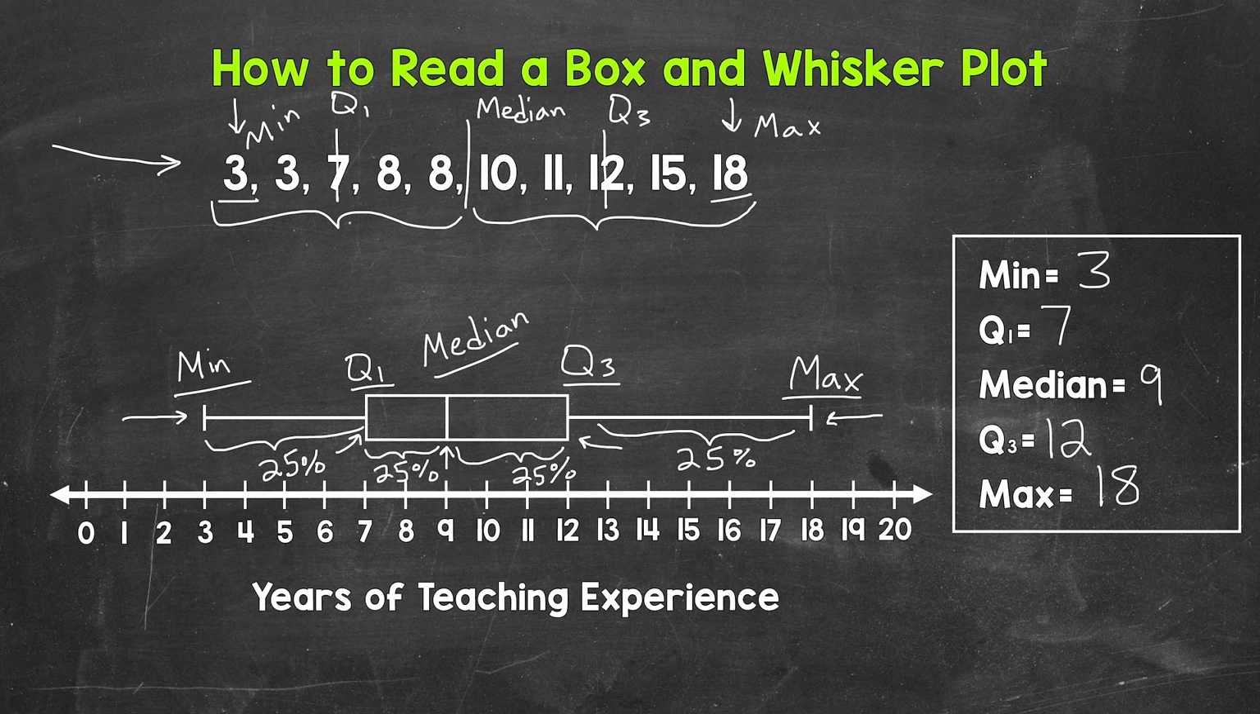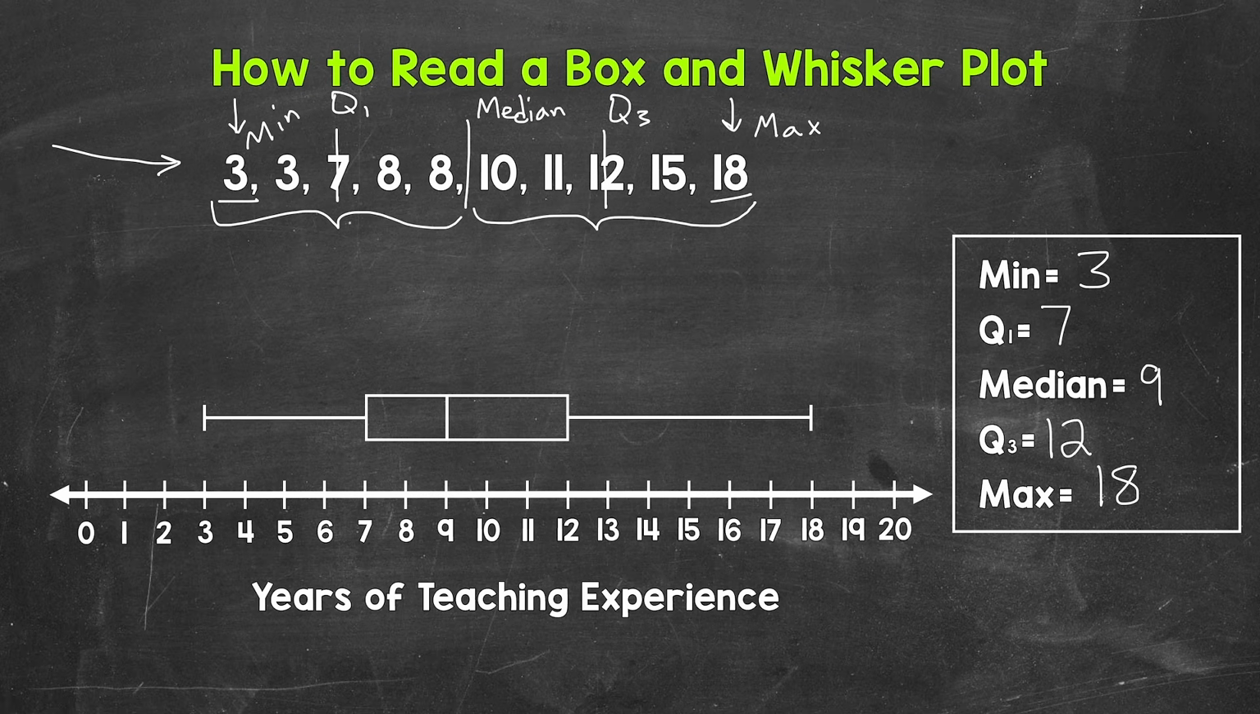Now for one final recap, I'm going to erase all of that writing on the box and whisker plot. That way it's a little more clear as to what we're looking at. Now without all of that writing, we can focus more on the box and whisker plot. So one final recap here.